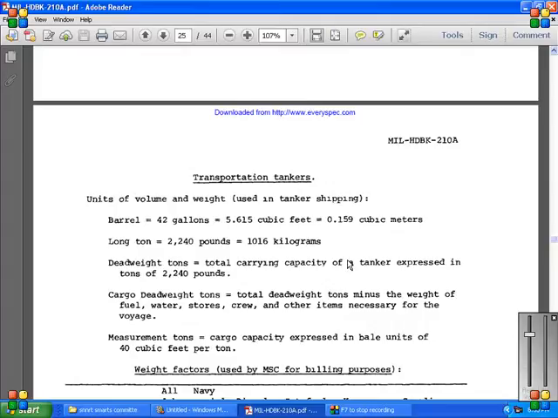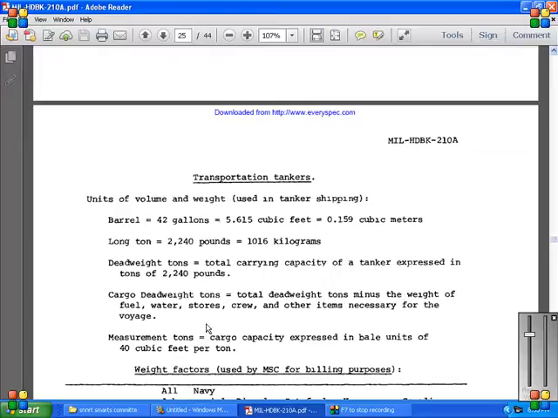The deadweight tons: the total carrying capacity of the tanker expressed in tons of 2,240 pounds. Cargo deadweight tons: total deadweight tons minus the weight of the fuel, water, stores, crew, and other items necessary for the voyage. Measurement tons: cargo capacity expressed in bales, units of 40 cubic feet per ton.